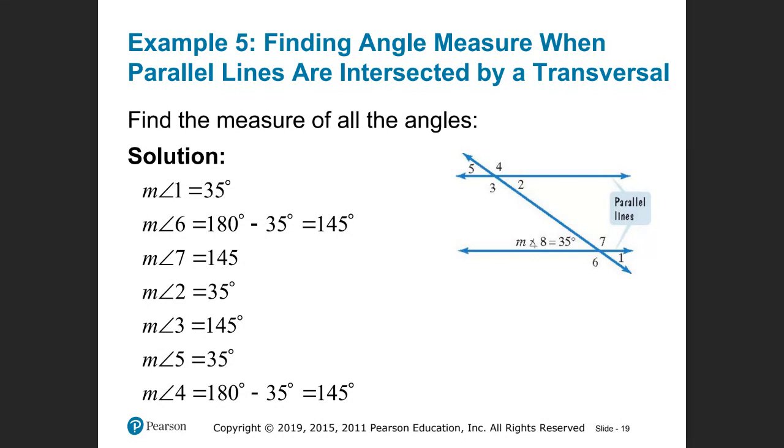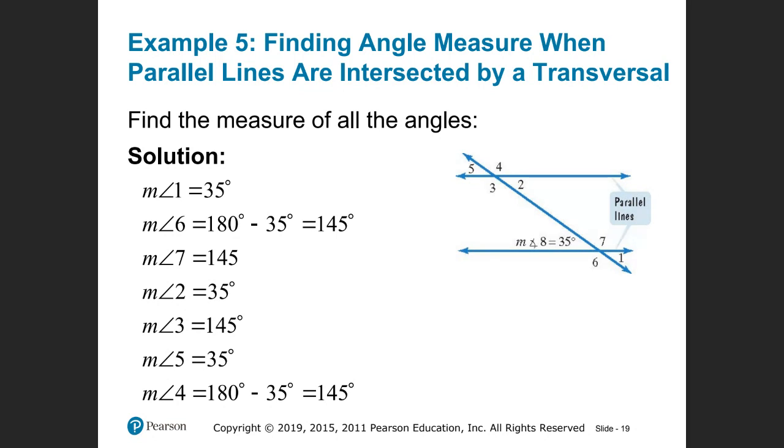Well, immediately we know the angle 1, which is a vertical angle to angle 8, is also 35 degrees. Angle 1 plus angle 6 are equal to 180 degrees. They're supplementary. So angle 6 is 180 minus 35 degrees, or 145. Well, now we know the measure of angle 6. Angle 7 is a vertical angle to angle 6, so its measure is also 145.